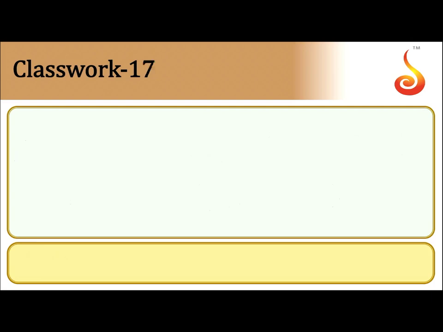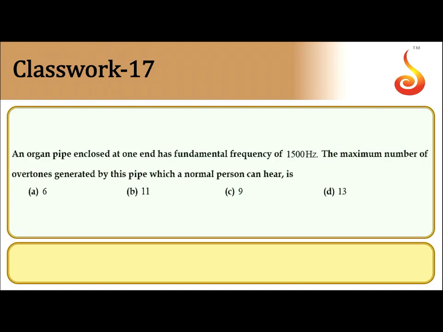Example 17. An organ pipe enclosed at one end has fundamental frequency of 1500 hertz. The maximum number of overtones generated by this pipe within which a normal person can hear is. So he is telling you maximum frequency must be 20,000 hertz. That's the audibility limit. And fundamental frequency is 1500 hertz.